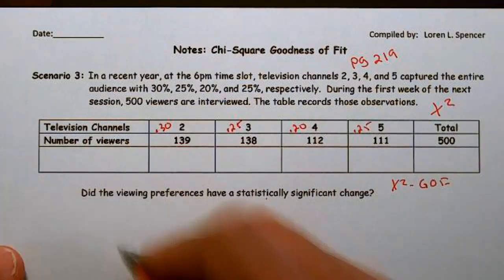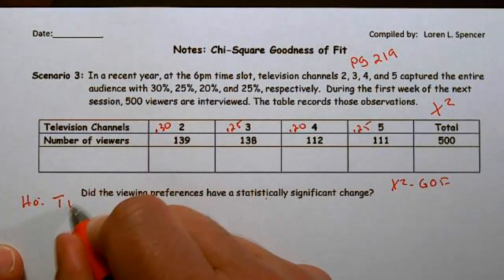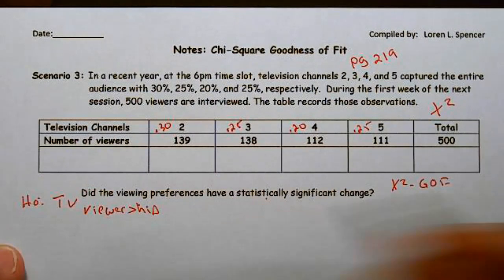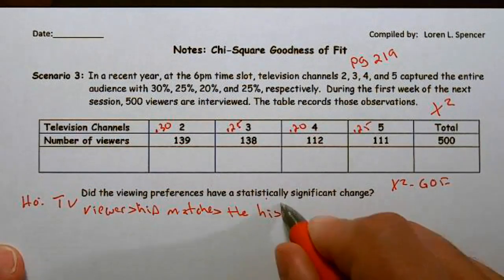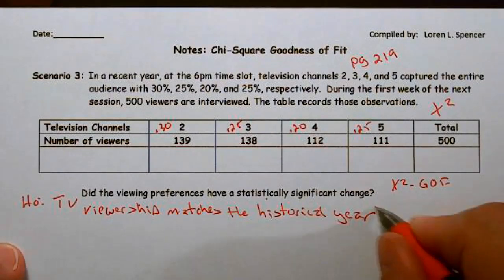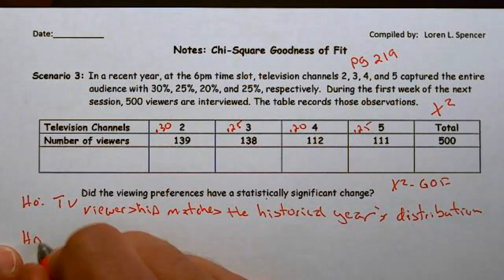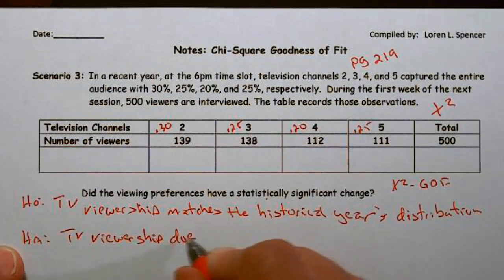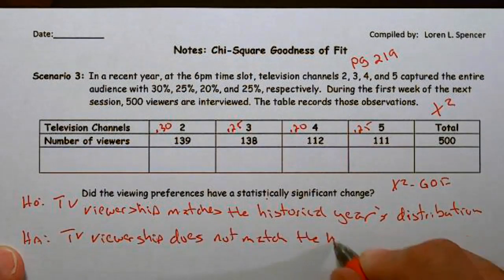So we're going to write our null hypothesis: TV viewership matches the historical distribution. And the alternative is TV viewership does not match the historical distribution or the previous.